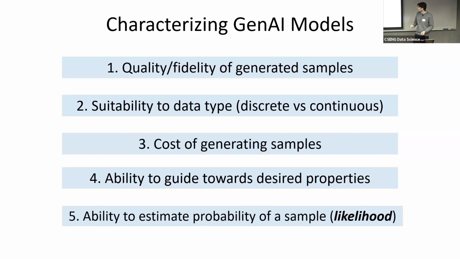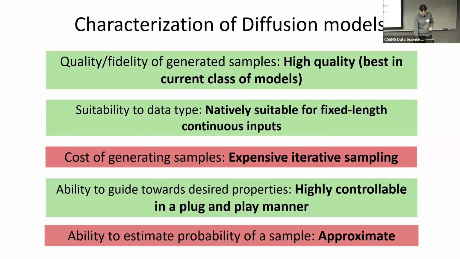It will also be nice if I can estimate the likelihood, or let's say the probability, of a sample, right? Because, for example, in biology, people have been building probability models for a long time, and it has sometimes been seen that the likelihood of a protein sequence is related to some function, some property we care about, right? And so diffusion models' characterization is here.